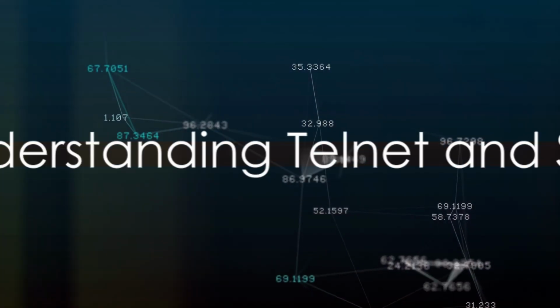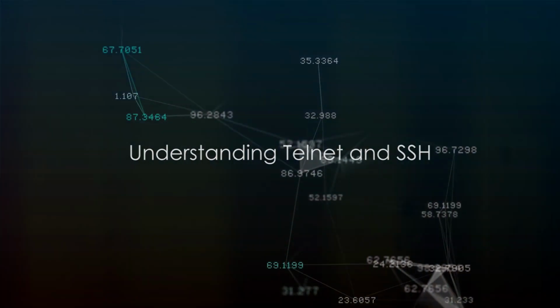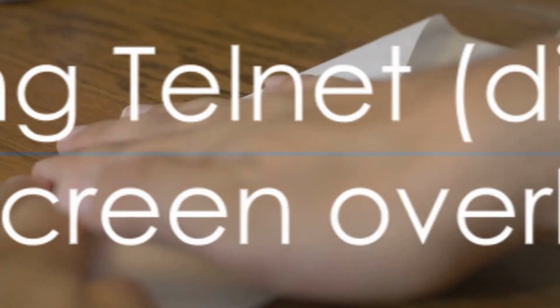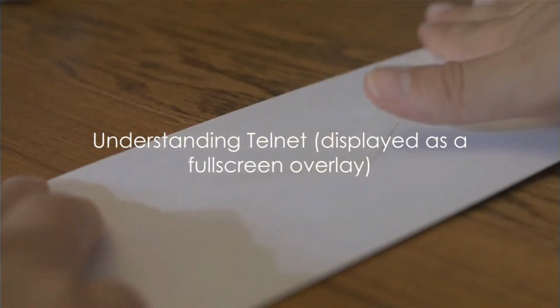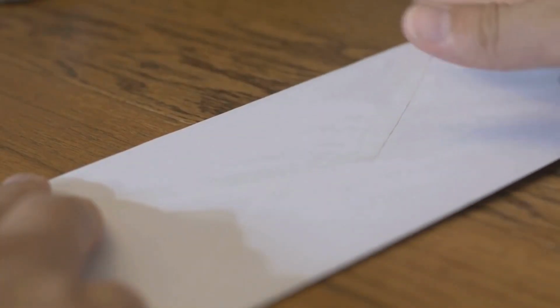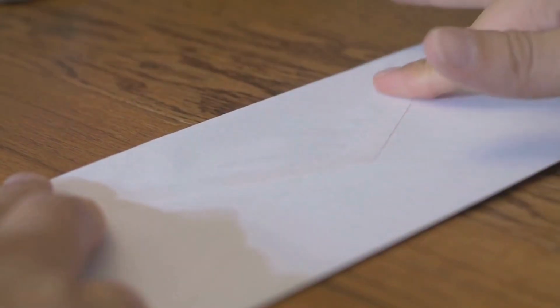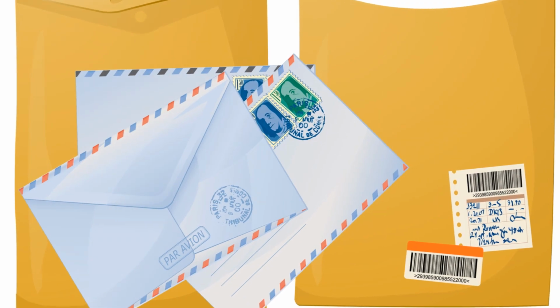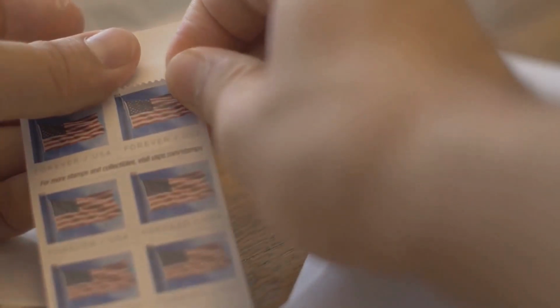Have you ever pondered the distinction between Telnet and SSH? It's akin to the difference between sending a postcard and a sealed envelope through the mail. Think of Telnet as a postcard. When you use Telnet, data, including usernames and passwords, are transmitted in plain text format over the network. It's much like jotting down a message on a postcard, where anyone who handles it can read its contents.